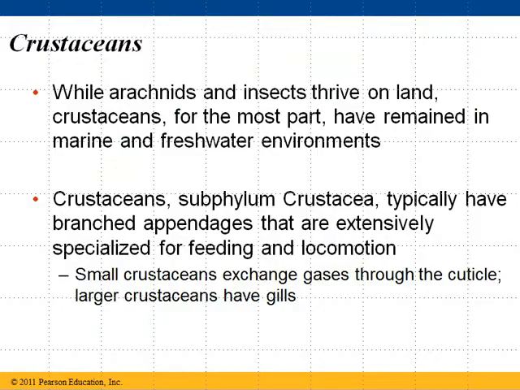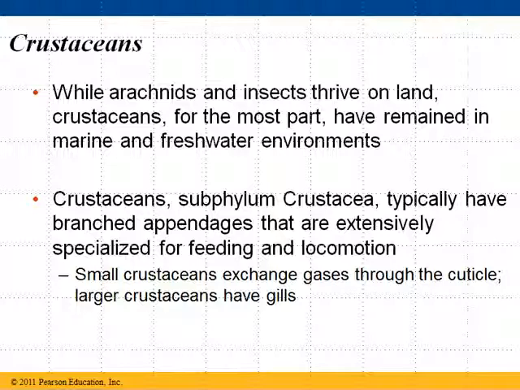Finally, in this group of arthropods, let's look at the crustaceans. While arachnids like spiders and insects have thrived on land, crustaceans for the most part have kept to their water environment, their marine or freshwater environment. Crustaceans typically have branched appendages that are extensively specialized. So they will have feeding appendages, and they will have antenna appendages and swimming appendages and all variety of specialized appendages. Small crustaceans exchange gases straight through their cuticle, their outer layer, but the larger crustaceans like a lobster or a crab will have gills for gas exchange.